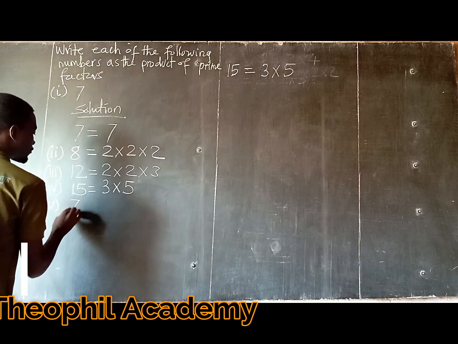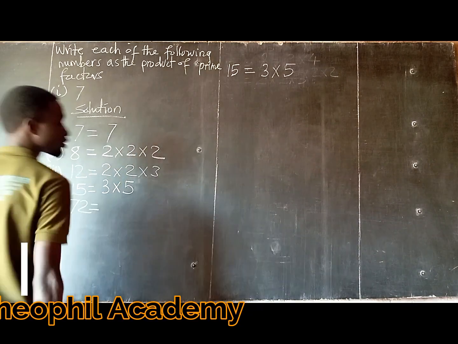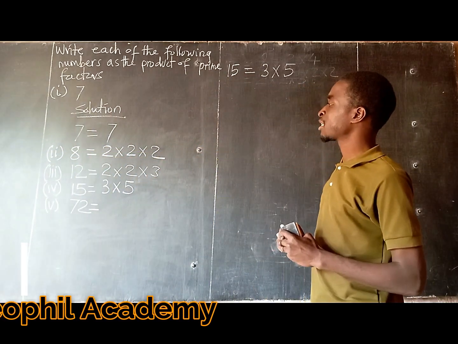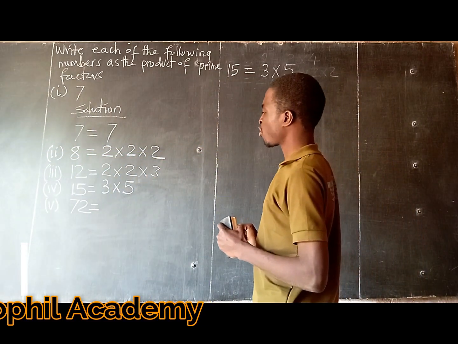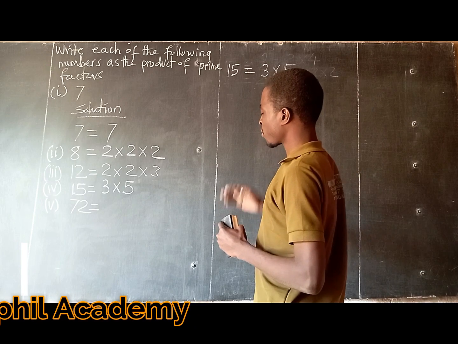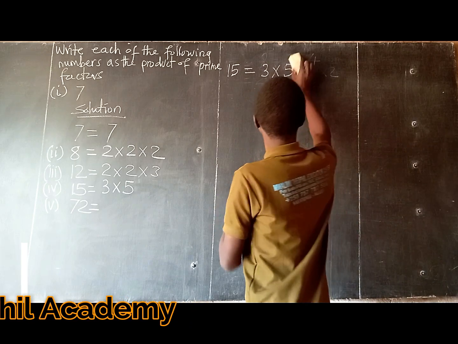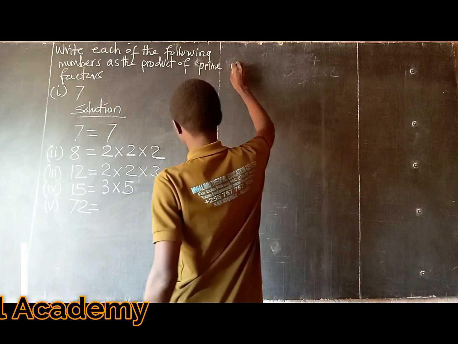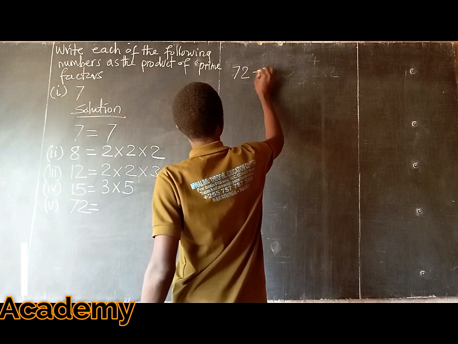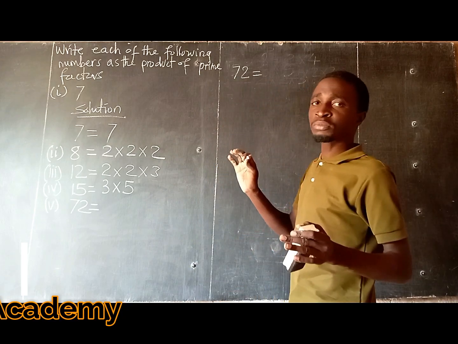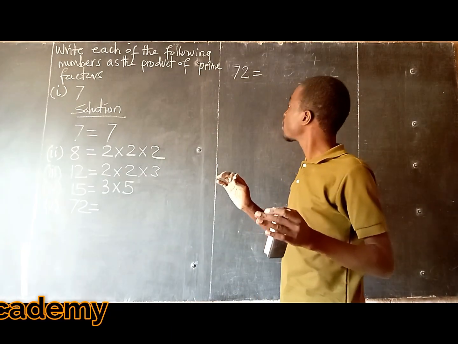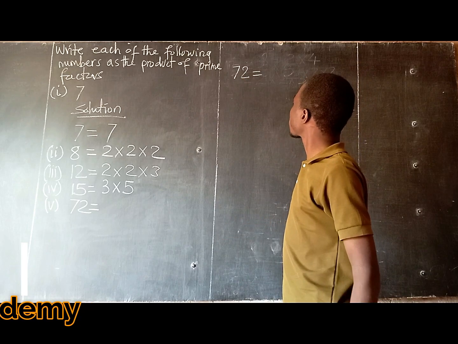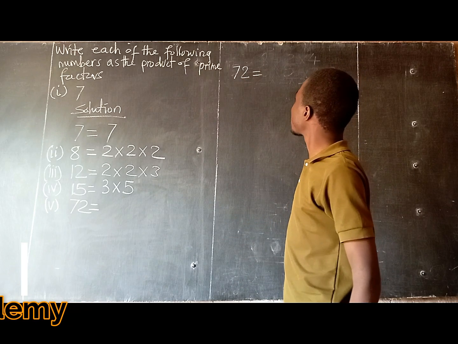Maybe we have 72. To write 72 as a product of prime factors, the way we go is the same. Here we are going to do it this way. Now we are going to write 72. Start by looking, is it divisible by 2? Just start with 2, so as to start breaking the number down as we approach the smallest numbers.